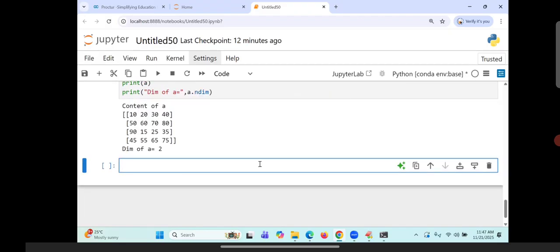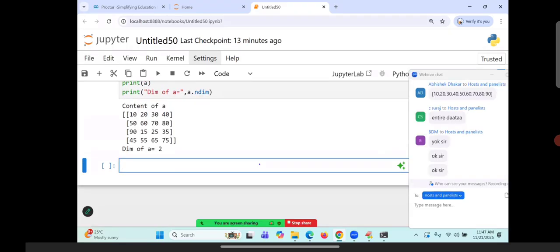Now I want to get this. This is called the 0th row, first row, second row, third row. And which elements are these? 0th column, first column, second column, third column.